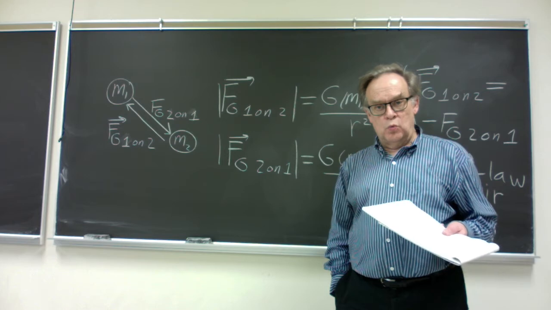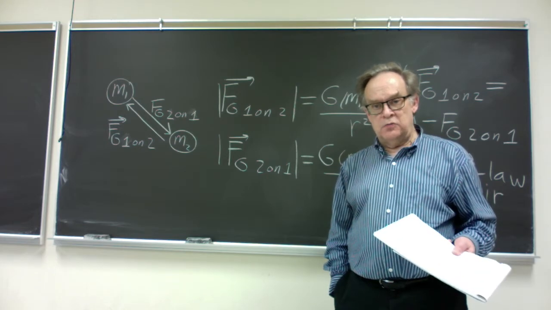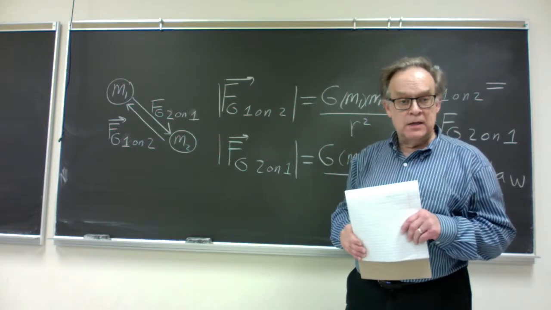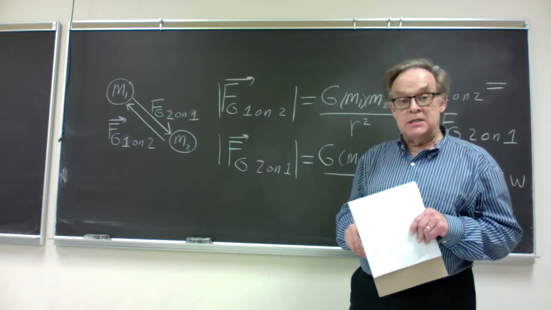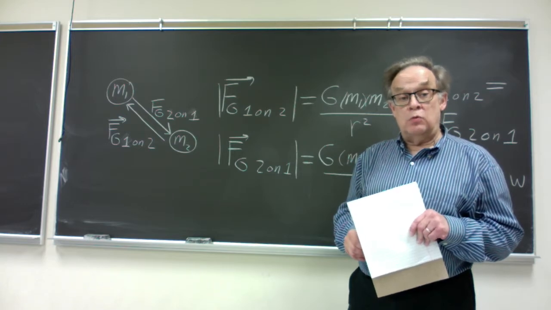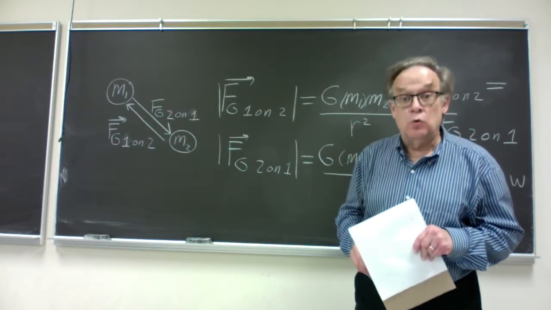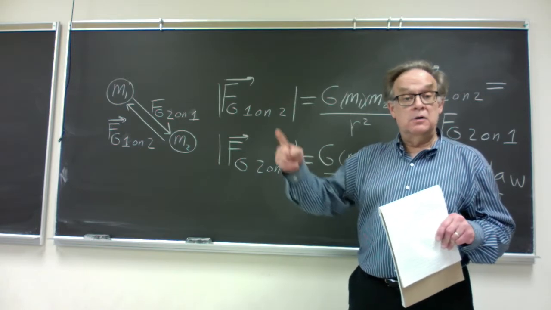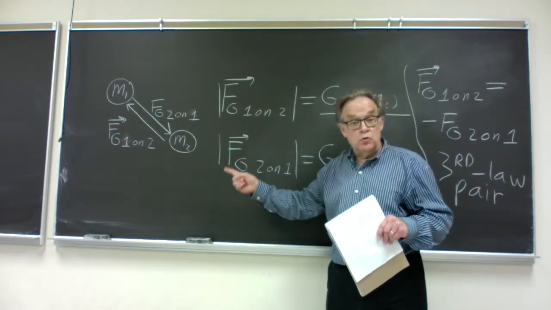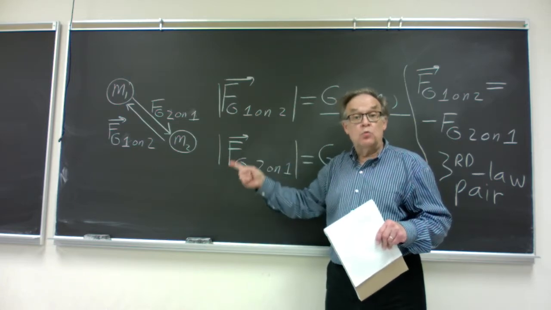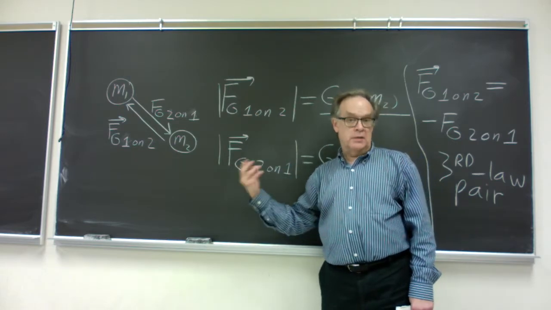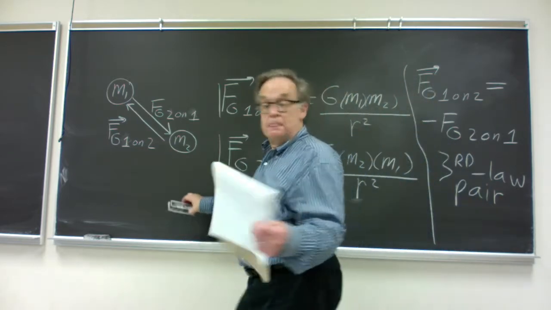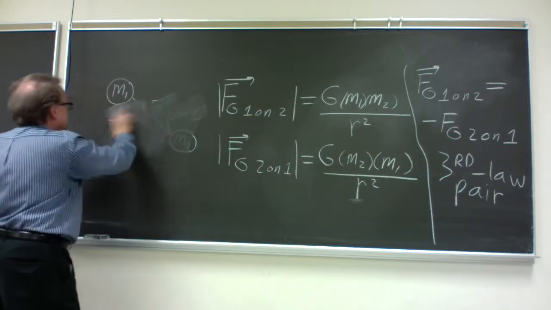And one consequence of these gravitational forces being a third law pair is that, in a sense, it doesn't matter whether the masses are the same or different. Even if the masses are very, very different, the two forces will be equally strong because they are the two elements of a third law pair. Just spell that out a little more explicitly.